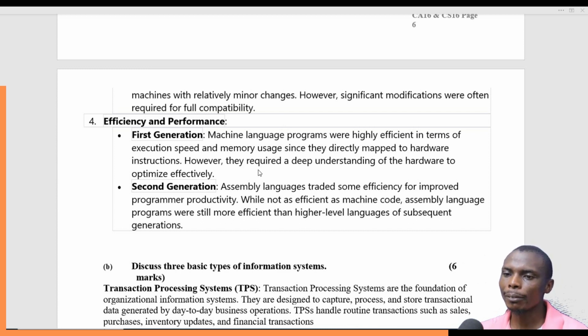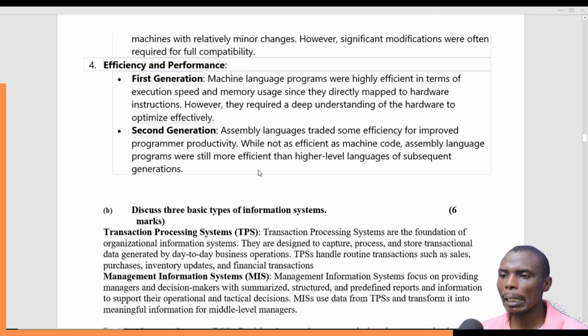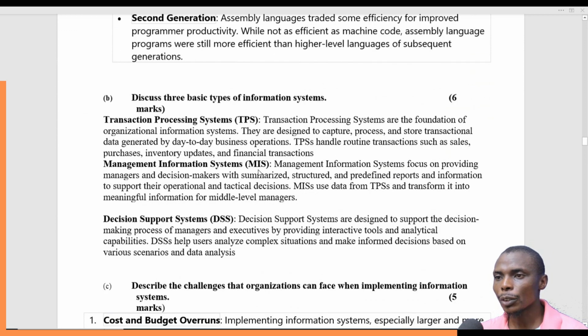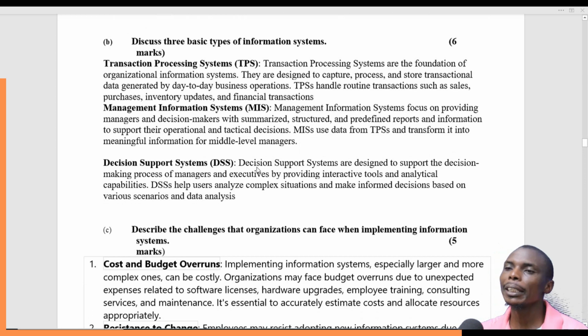So the B part of that was saying discuss 3 basic types of information systems. So we know we have 3 types of information systems. We have what we call transaction processing system, management information system. So let's start with transaction processing systems. Transaction processing systems are just the basic foundational organizational information system. They are majorly designed to get information from raw sources, process it, and store this transactional data day by day.